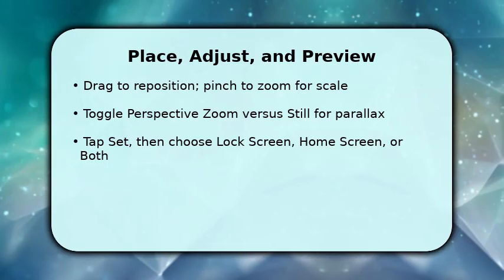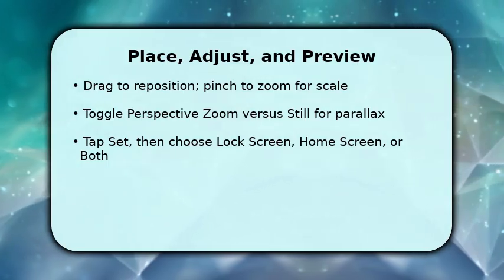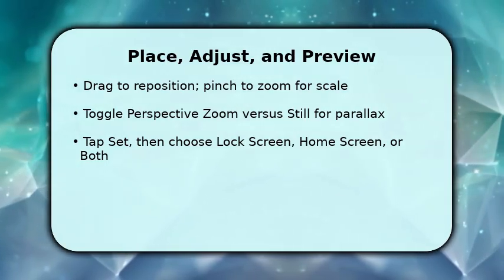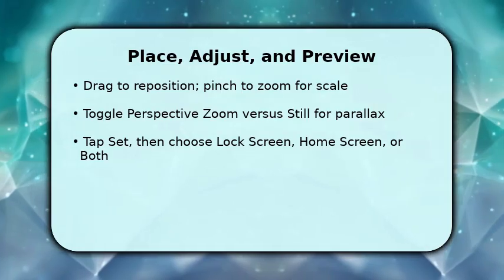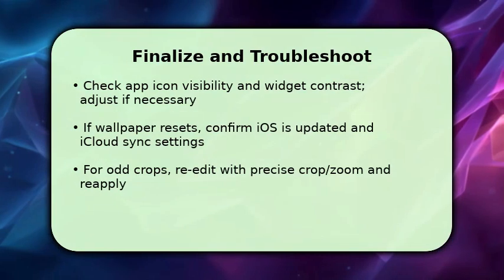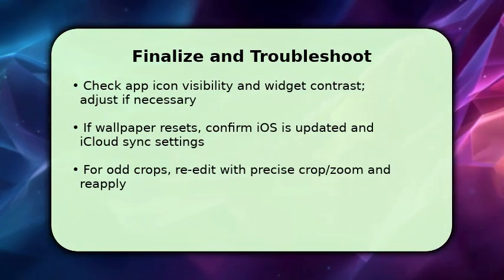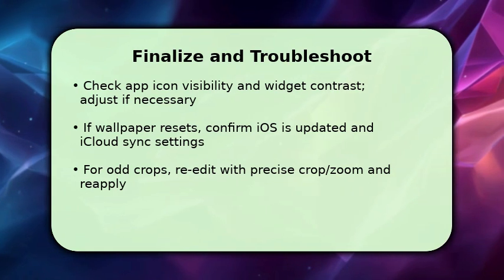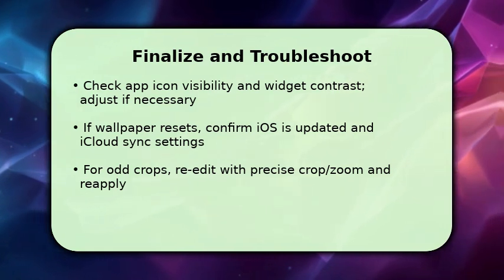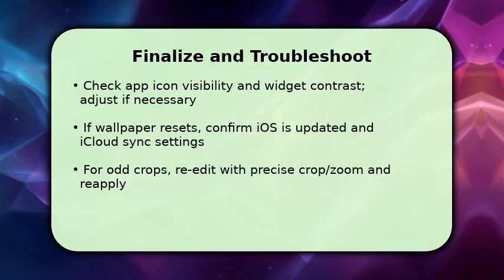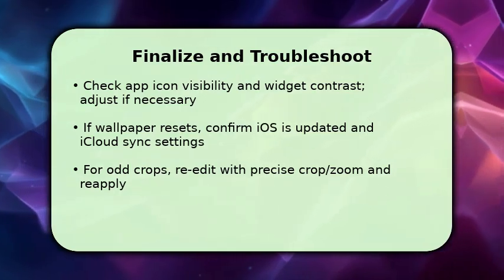Make sure widget contrast stays high. When satisfied, tap Set and choose Lock Screen, Home Screen, or both to apply your choice. Finish by verifying usability. Open the home and lock screens to confirm icons and widgets remain readable. If not, re-edit the image with more negative space or lower contrast.